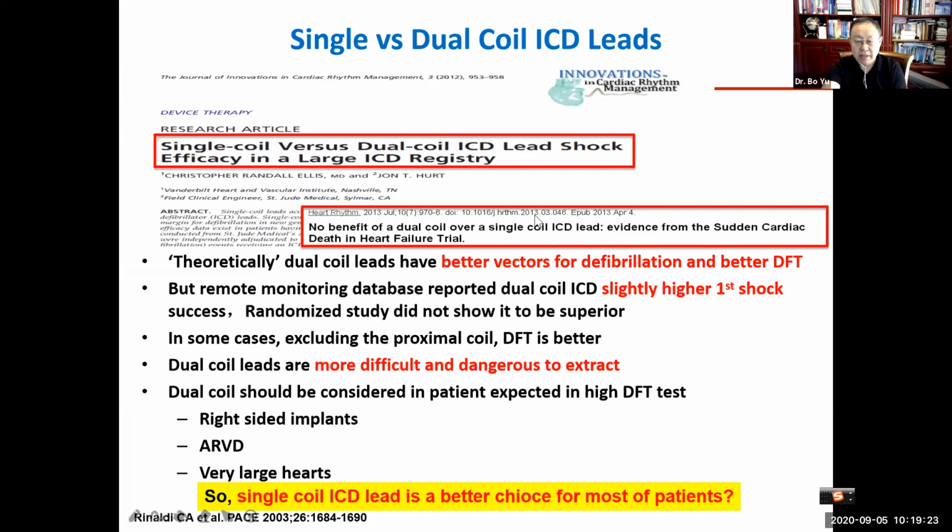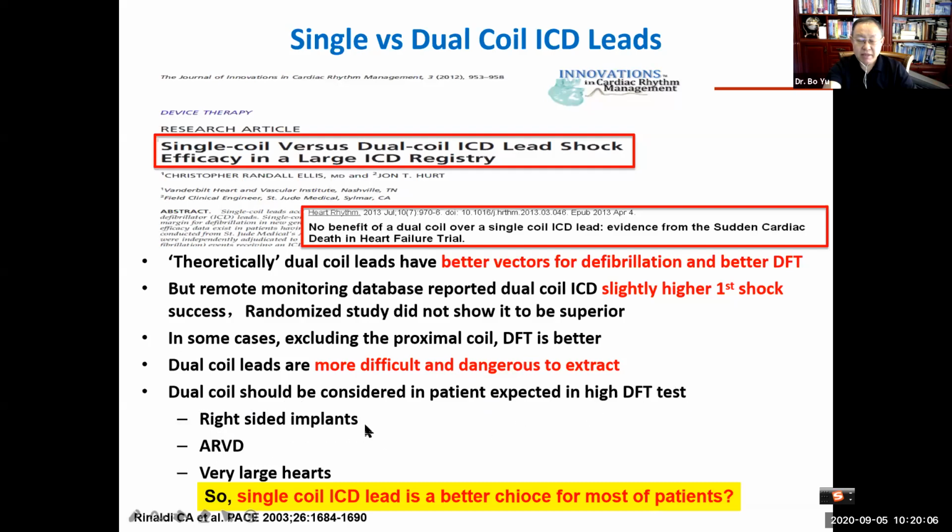So at this stage, there is no benefit of dual coil over single coil ICD leads. Theoretically, dual coil leads have a better vector for defibrillation and a better DFT, and some studies show the dual coil lead may have a slightly higher first-time shock success rate. However, dual coil leads are more difficult and dangerous to extract. So at this stage, dual coil leads should only be considered in patients expected to have a high DFT test.